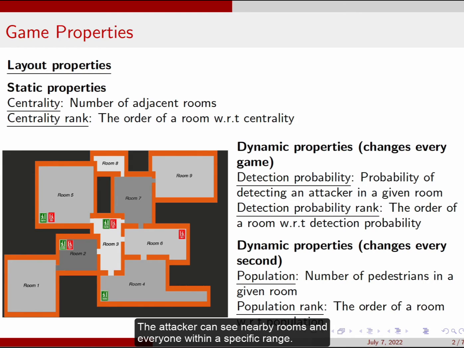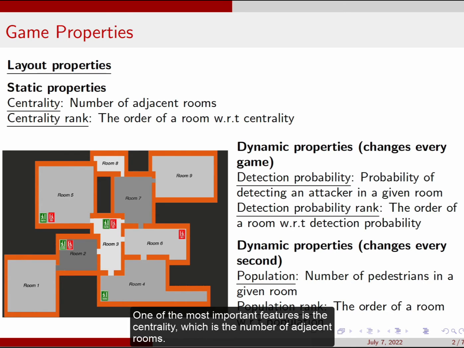The attacker can see nearby rooms and everyone within a specific range. Therefore, if any defenders are in range, the attacker can see them. If the player plays as a defender, the computer plays as the other defender and the attacker. The defender can't see the attacker, and their objective is to catch the attacker and the paintball if planted.